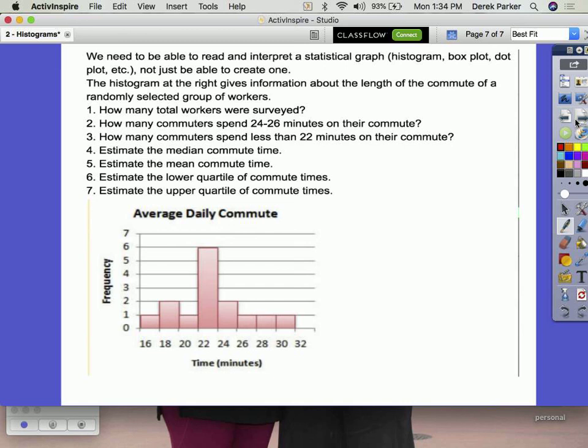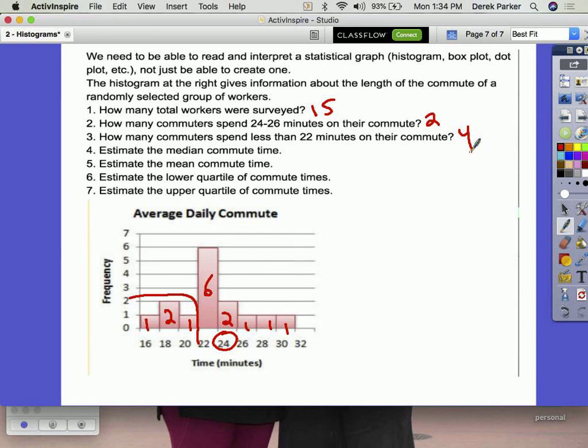Question 1, how many total workers were surveyed? Well, that's easy. I take each bar and add them all up, and I get 15. How many commuters spend 24 to 26? 2. How many commuters spend less than 22? So less than would be here, and that would be 4.